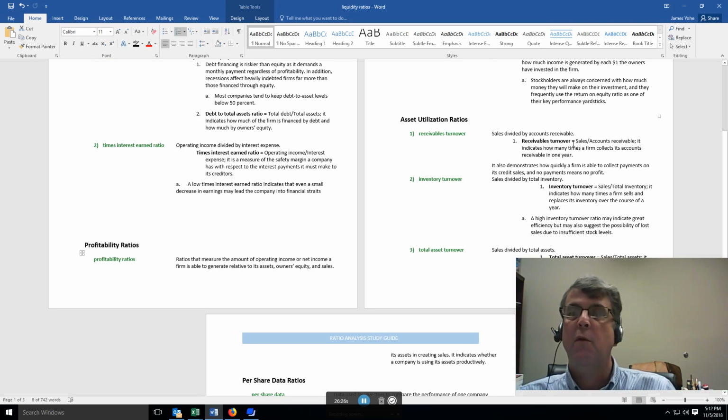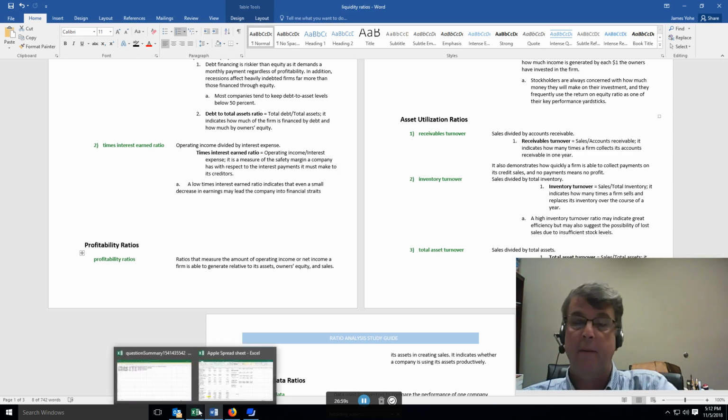So here, receivables turnover is equal to sales divided by accounts receivable. It indicates how many times a firm collects its accounts receivable in 1 year. Some firms can make their numbers look better by giving credit to poor customers, and that's risky. Okay, we're looking at how many times does this receivables that the firm has get turned over in a year? Borrowed, paid back, borrowed, paid back.